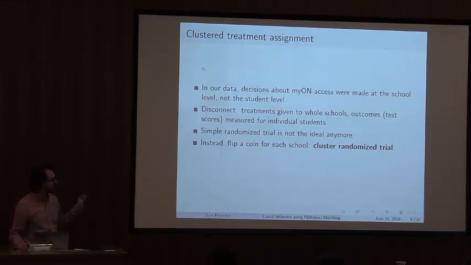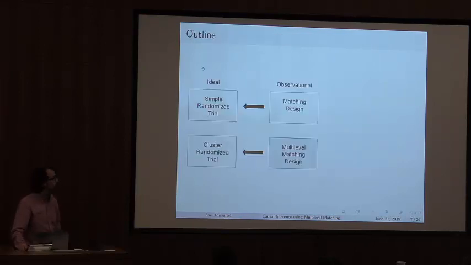So that's kind of what we're aiming to approximate, but now the question is, how do we match in a way that's going to approximate this kind of trial, now that we have these two different levels of analysis present in our observational data? So this is what I really want to talk about today, the multi-level matching design, which is to a cluster randomized trial in some sense as the simple matching or common matching design is to the individual level randomized trial I gave an account of right at the beginning of the talk.